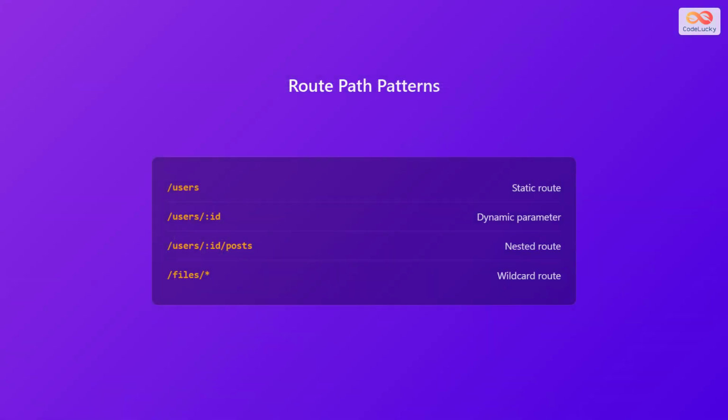Let's explore different route path patterns. The simplest is a static route like /users, which matches that exact path. You can also use dynamic parameters such as /users/:id, where ID is a variable part of the URL. Nested routes like /users/:id/posts allow you to define relationships between resources. Lastly, wildcard routes, /files/*, can match any path after /files, useful for serving files or handling catch-all scenarios.